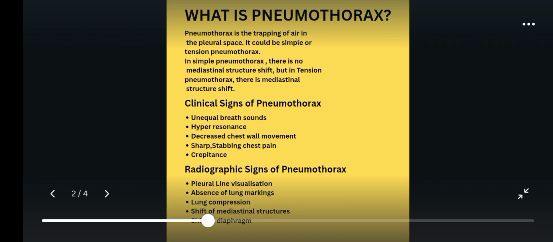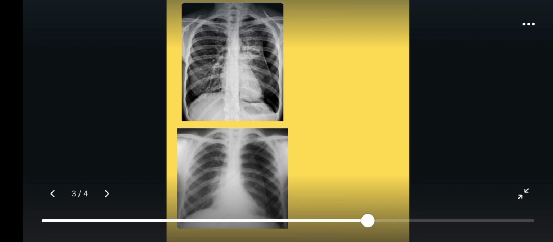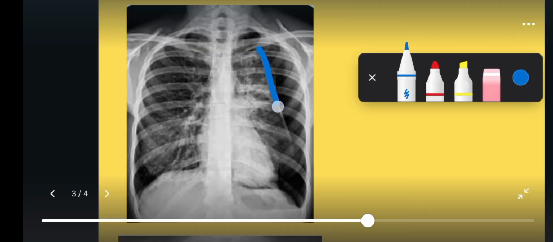Then look out for absence of lung markings in the area of the pneumothorax. Then the shift of mediastinal structures and even shift in diaphragm in case of a tension pneumothorax. So let's look at these X-rays and see how this appears. See, this is the pleural line. So this place is devoid of lung markings, is the pneumothorax.